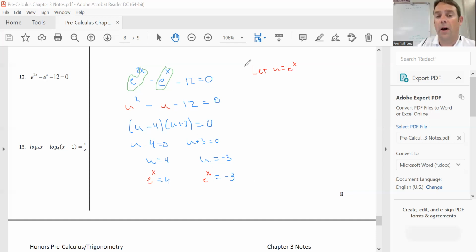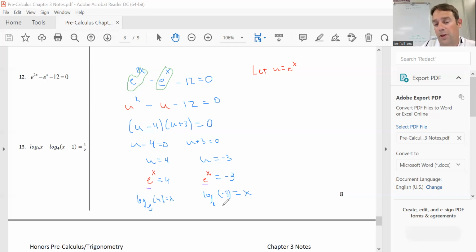So now I'm stuck in exponential form. So I'm going to make the base of my exponent be the base of my log. And I get natural log or log base e of 4 equals x. I get the log base e of -3 equals x. Well, friends, bells and whistles go off here.